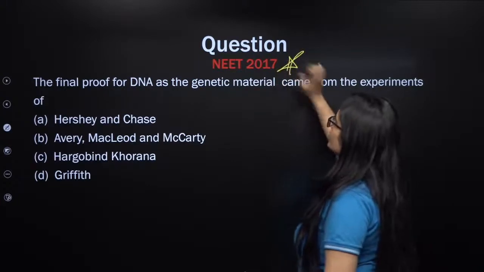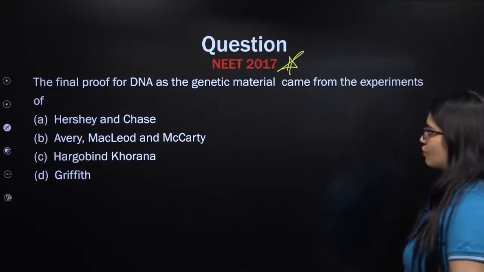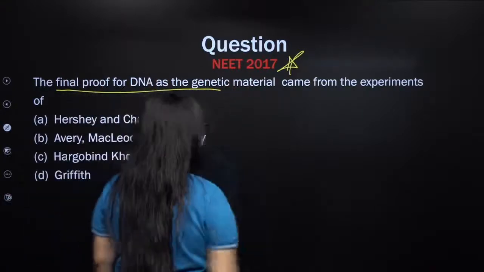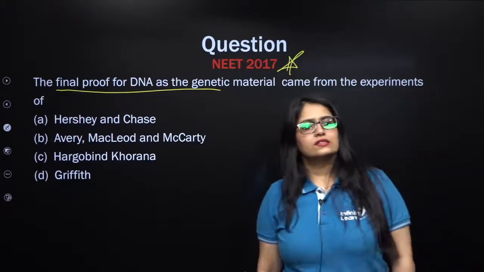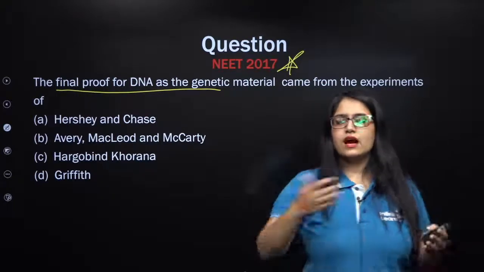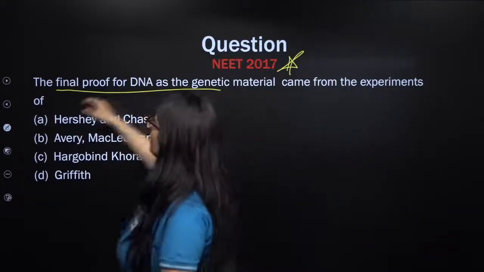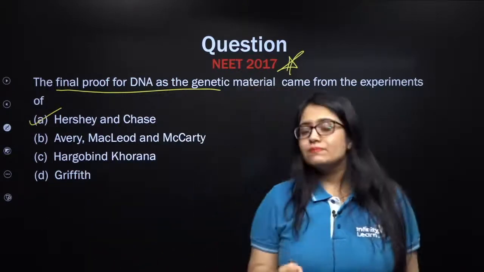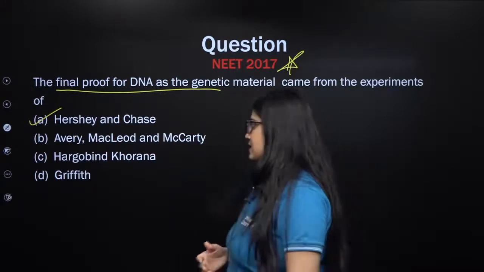This was asked in NEET 2017. The final proof for DNA as the genetic material came from the experiments of? Any guesses over this? Come on, give it a try, my kids. From where did the final proof that DNA is the genetic material come? Before the conclusion that DNA is the genetic material, there was a race between DNA, RNA and protein. But it was the experiment of Hershey and Chase which gave the unequivocal proof. Without any doubt, DNA was accepted by the community of scientists as the genetic material. They worked on E. coli and bacteriophages. Excellent. Let's see the next question.